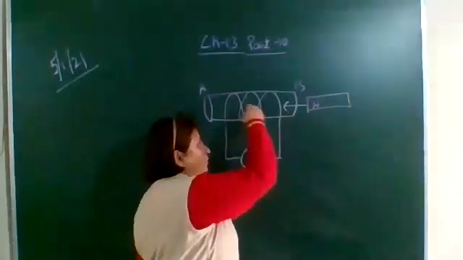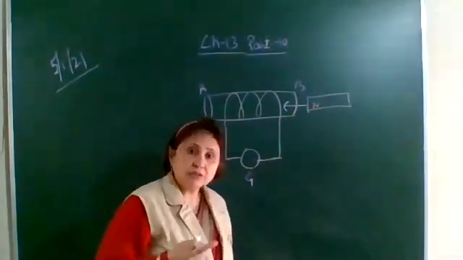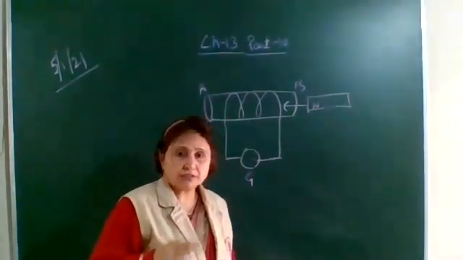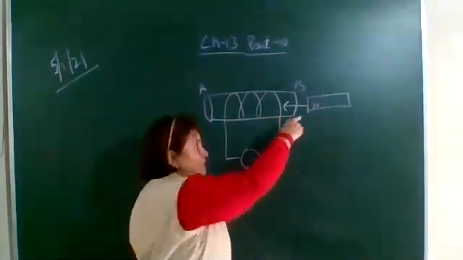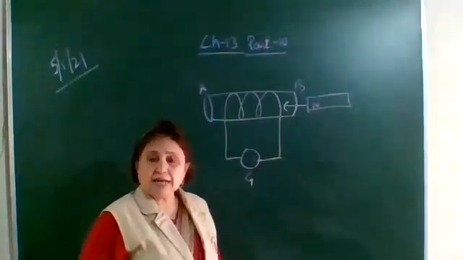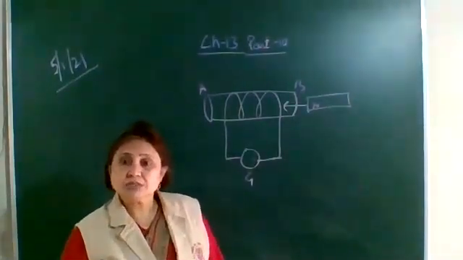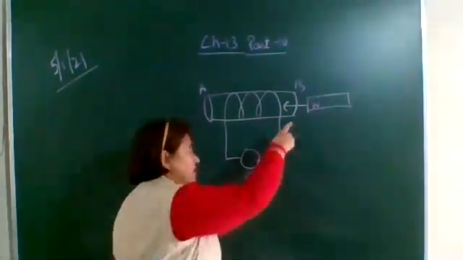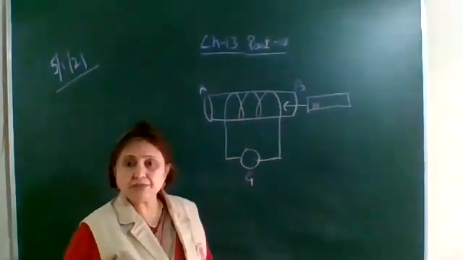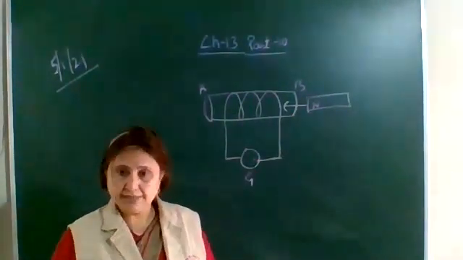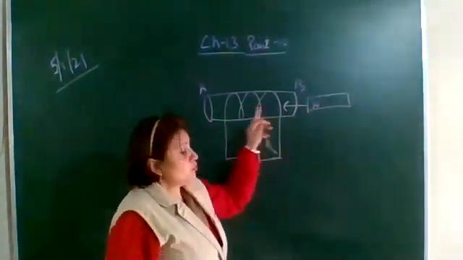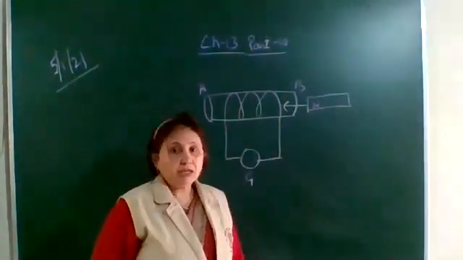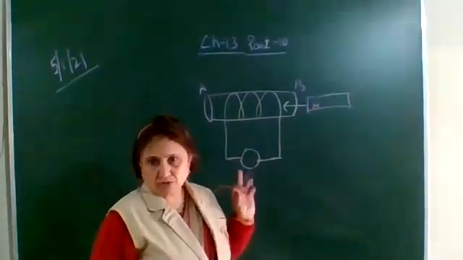Now if the south pole is moved inside the coil, the galvanometer will again show a deflection, but reverse to this case. Suppose when the north pole is moved, the galvanometer shows the deflection towards right. Now if the south pole is moved inwards, the galvanometer will show a deflection towards left. So the magnet moving in or out of the coil induces a current in this coil.